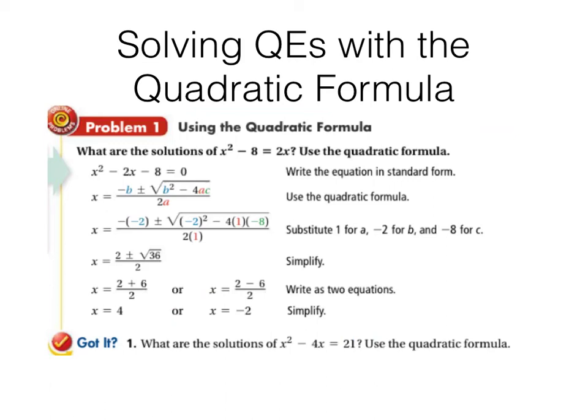So this example gives us x squared minus 8 equals 2x. So we're going to solve this using the quadratic formula.